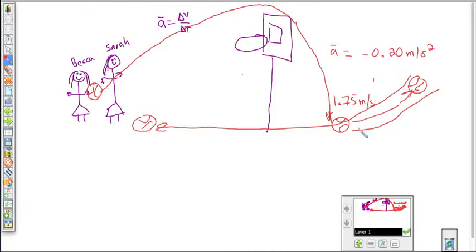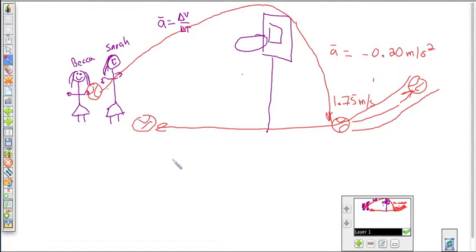So here's the question. The question is, could we figure out how long Becca and Sarah are going to have to wait until the basketball starts to move back down the incline? And we could actually figure out a lot of different things. But let's just look at how long they have to sit here and wait before they see their basketball start coming back down to them. So how are we going to solve this?